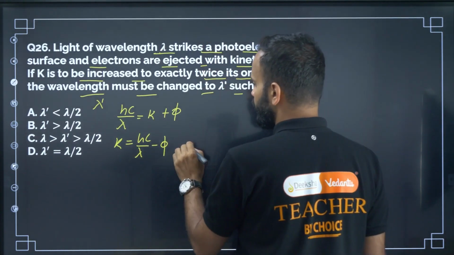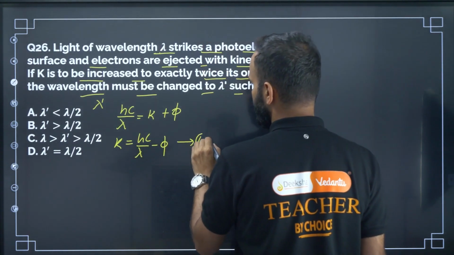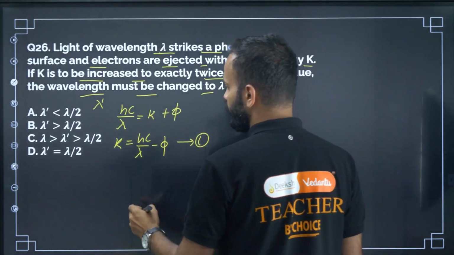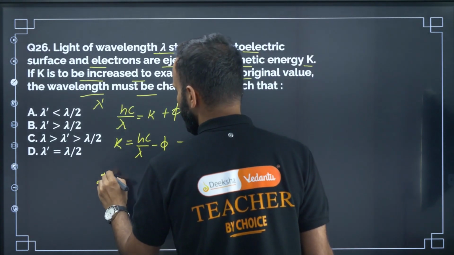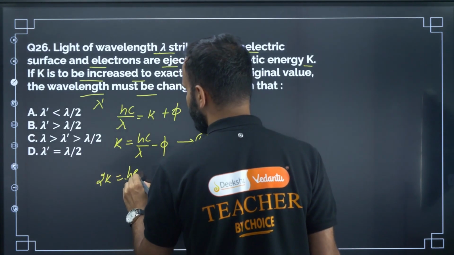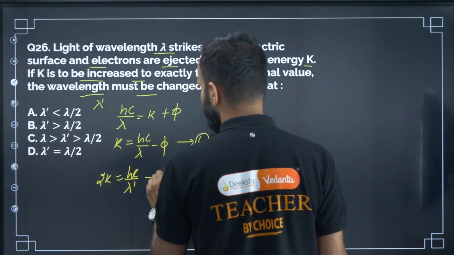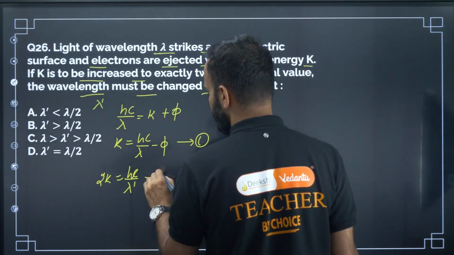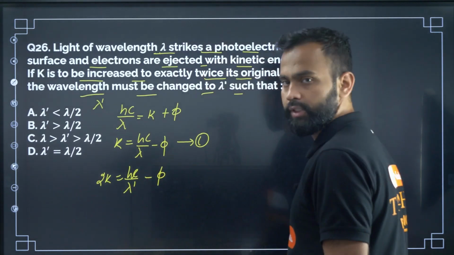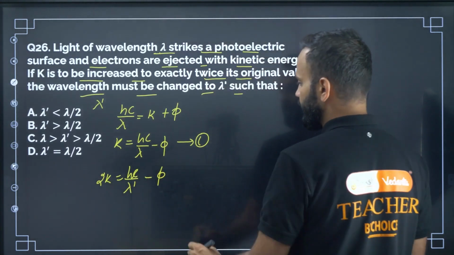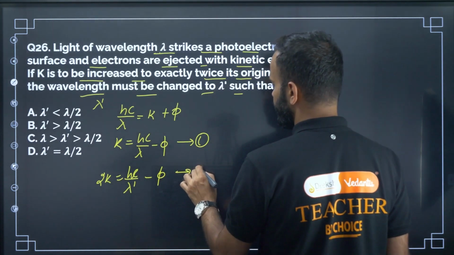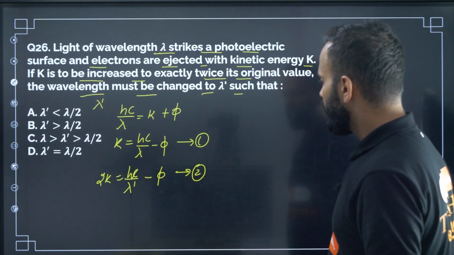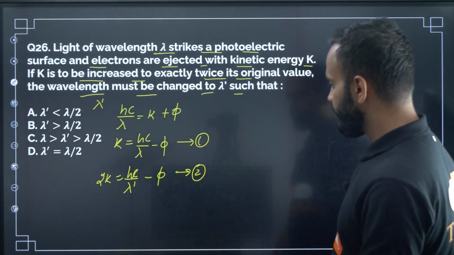Right? So this is the first equation. Now the kinetic energy is to be increased to exactly twice its original value. So that is 2k equal to hc by lambda dash minus phi, isn't it? So this is the second equation.